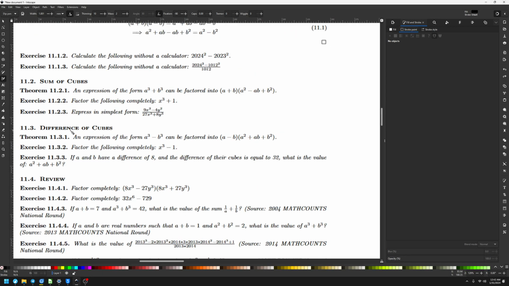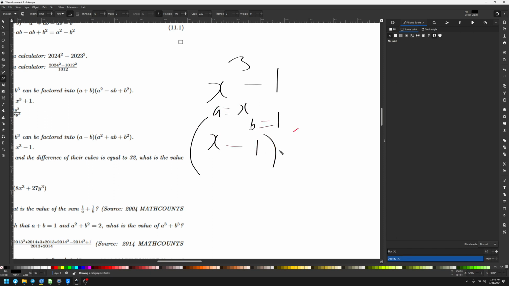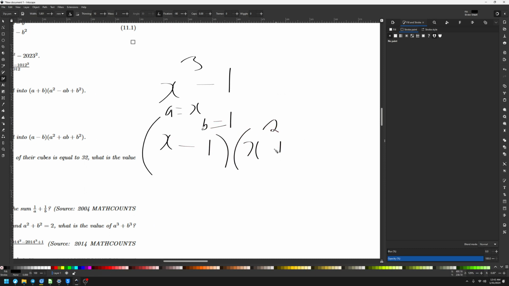Okay, now it's time for more practice with difference of cubes. We're going to factor x cubed minus 1 completely. Since a is equal to x and b is equal to 1, we're going to have x minus 1 times x squared, opposite sign, so plus x, and plus 1 squared, just 1, and we're done.